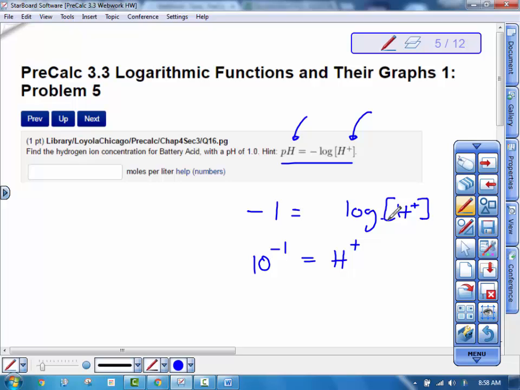If you're not sure how to do that, maybe go back to the first problem, where log is an exponent. So the hydrogen concentration is just 1 over 10, and that's your answer. You can enter that as a decimal if you want, moles per liter.